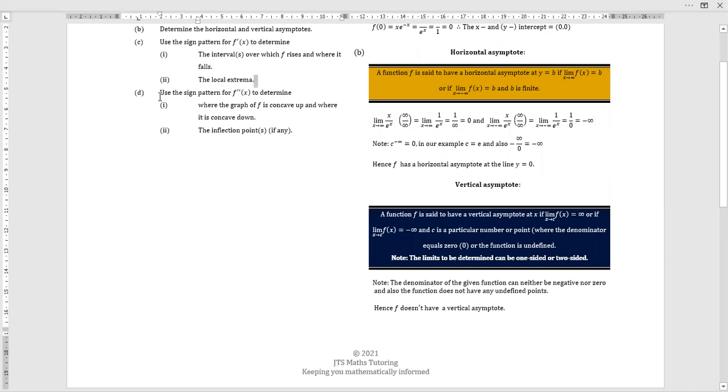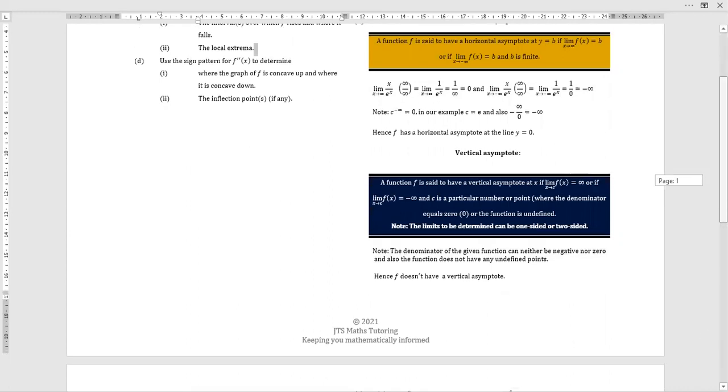And also we need to make use of the sign pattern of the second derivative to determine where the graph is concave up and where the graph is concave down, as well as locate the point of inflection if ever we have one. All right, let's get started here.